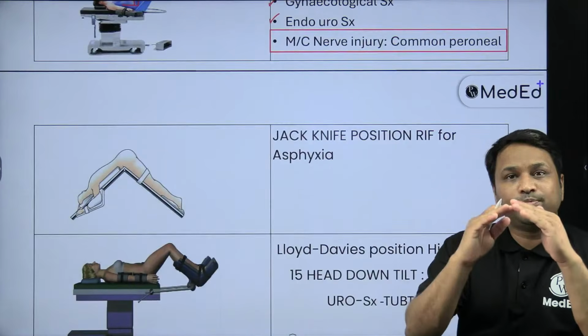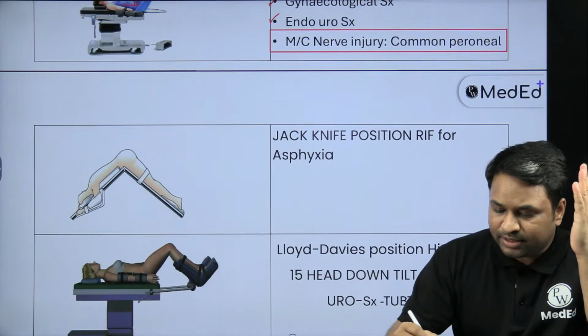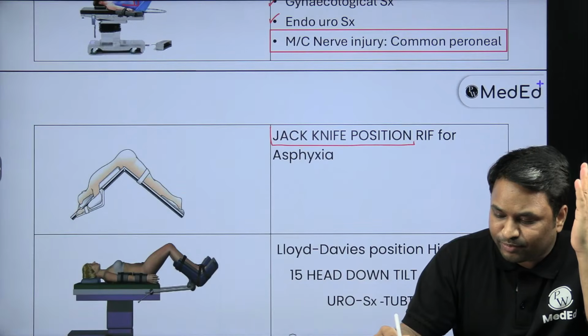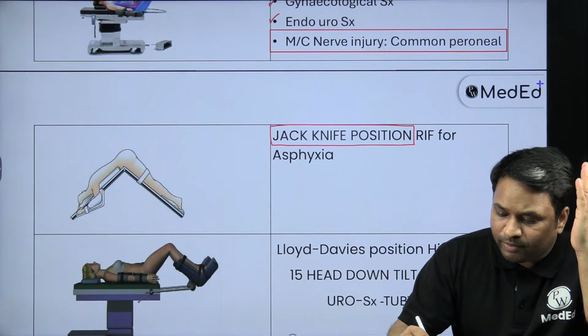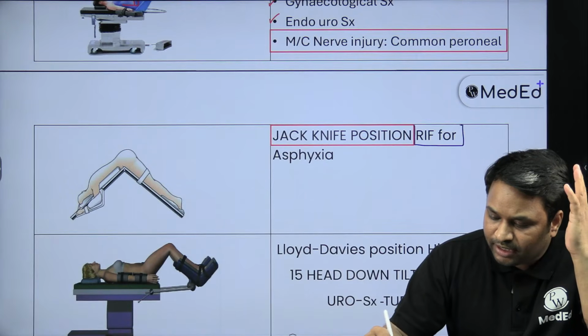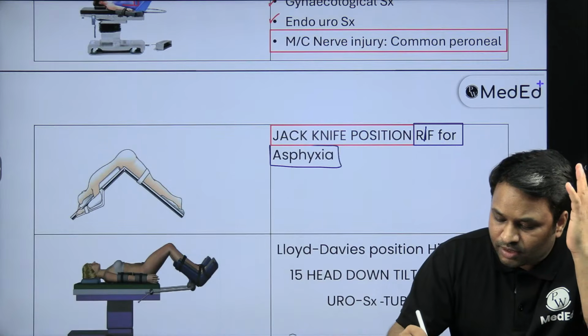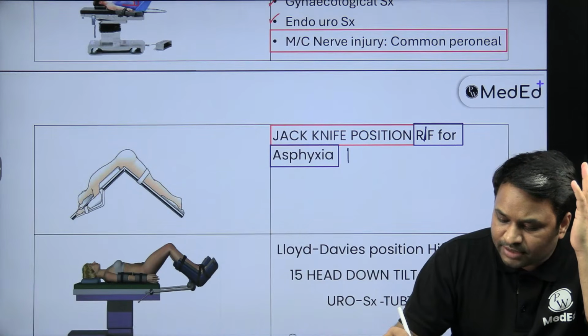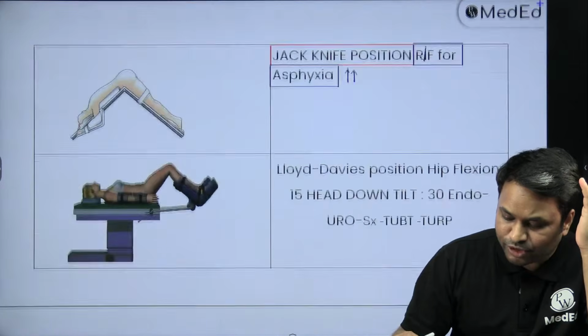Now, the prone position, if I split the table, this is what we call the jackknife position. The problem with jackknife position is that it increases the risk for asphyxia.